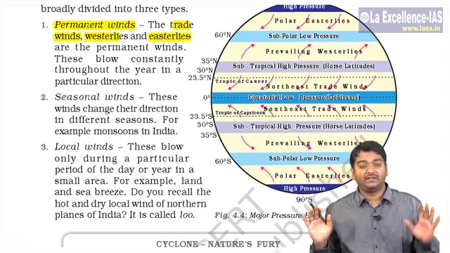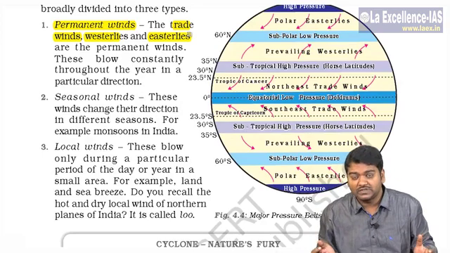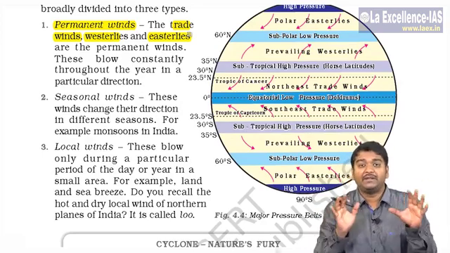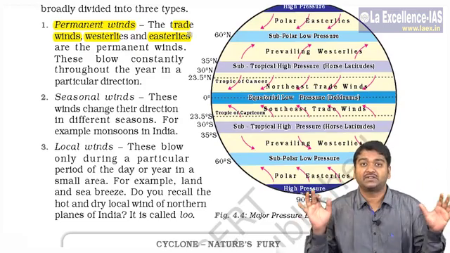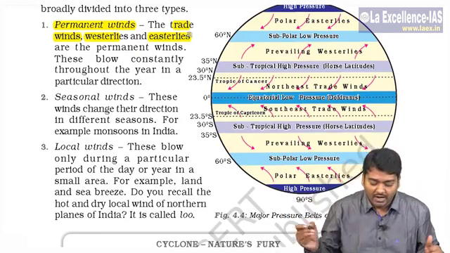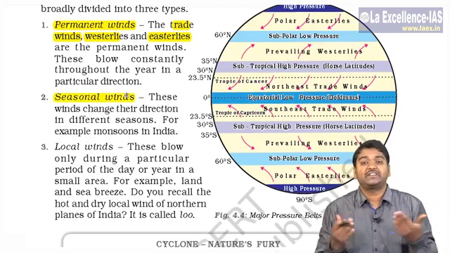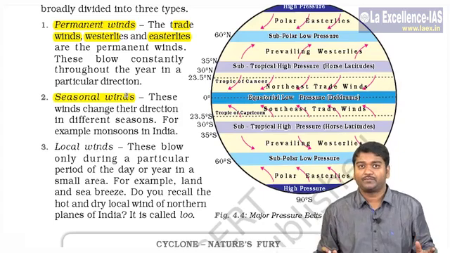I have not explained this. It takes at least 1 hour for me to explain the entire process, but just understand. Permanent winds are permanently present on the earth's surface. In higher classes, we will be going into detail. Seasonal winds keep changing. For example, monsoons of India, right?